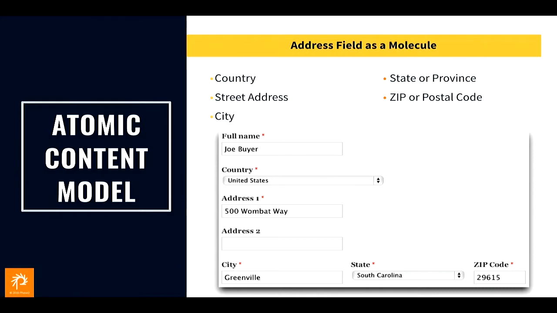So the address field, for instance, provides a really good example of what a compound field looks like. When you add an address to a node or to a user entity, it's treated as a single field, right? But this single field is composed of many separate elements or atoms, such as the street, city, province, country. And each address then is a molecule comprised of these individual atoms.